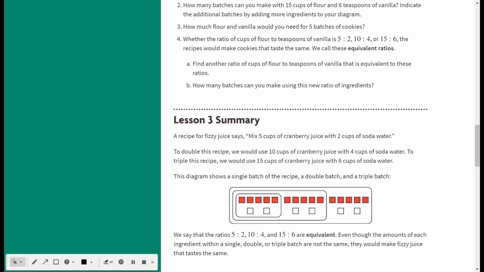So, when you're doubling a recipe, how does the amount of each individual ingredient change? And when you're tripling a recipe, how does the amount of each individual ingredient change? And how do different numbers of batches of the same recipe taste?